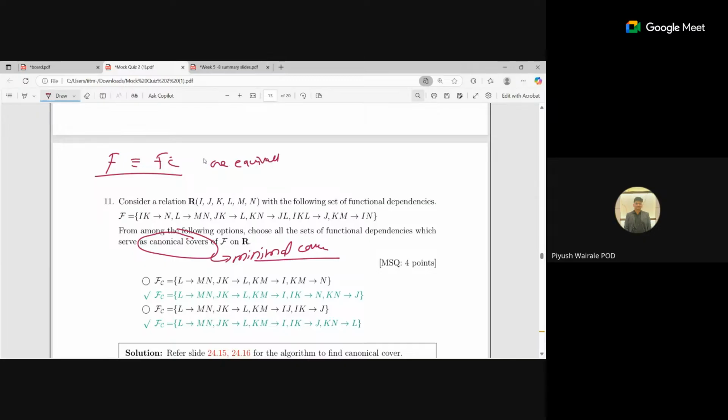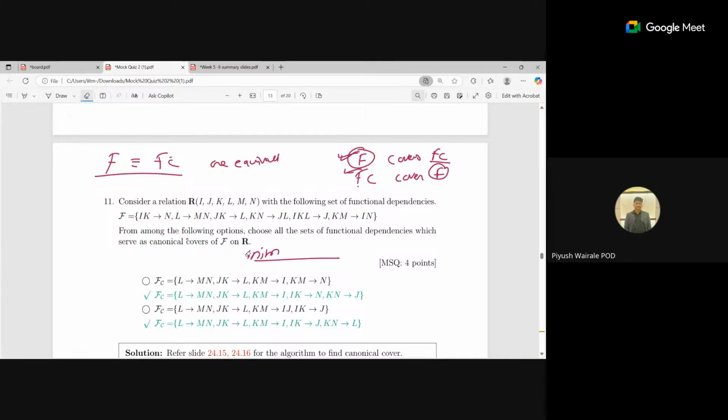From F we can determine FC, and from FC we can determine F. So F covers FC and FC covers F. Then we can say F and FC are equivalent if both conditions are satisfied. Covers means that I am able to determine all the FDs of FC using F, and all the functional dependencies of F using FC. Then we can say it is equivalent.